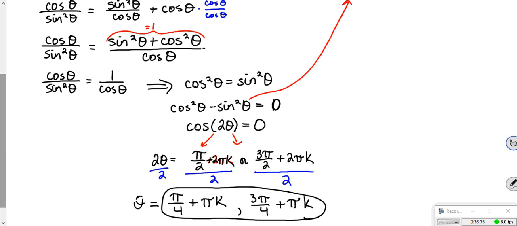Last problem. I know this is going on a while, but at least I didn't have to split it up. Last problem for me. I had cosine 2 theta plus cosine theta equals 2. Now, if you remember some of those double angle formulas that we learned in the last section, cosine of 2 theta had 3 different choices. One of the choices for cosine of 2 theta was 2 cosine squared theta minus 1.